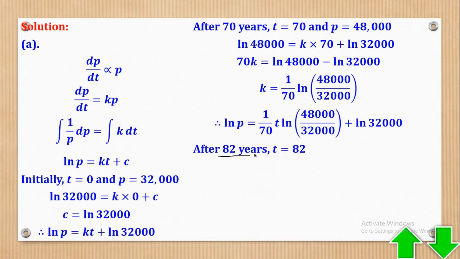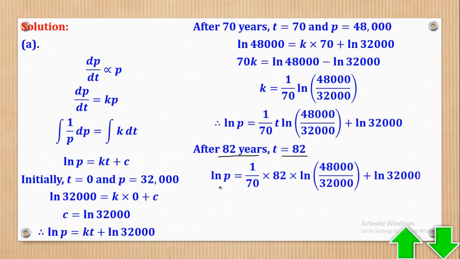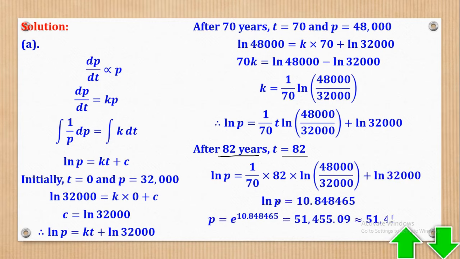Therefore, after 82 years, t is equal to 82. Therefore, come and substitute for t and look for P. So P, the antiln of this is that, which gives you that. So we have rounded off because the number of birds has to be an integer.